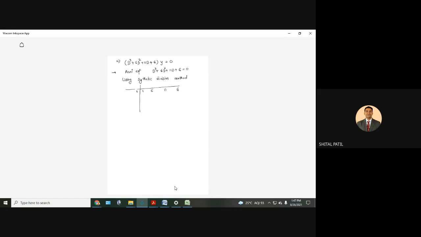Say 1 is the root. Let's try with 1. Write this 1 as it is. Then multiply this 1 by whatever root we consider. 1 into 1 is 1. Then add them, so it is 7. 7 into the considered root 1 is 7. Then add them, so 18. So probably we will not get the answer. 18 into 1 is 18, and this is 24. This last number should be 0, and unfortunately it is not. 1 is not a root. What is the conclusion? 1 is not a root.